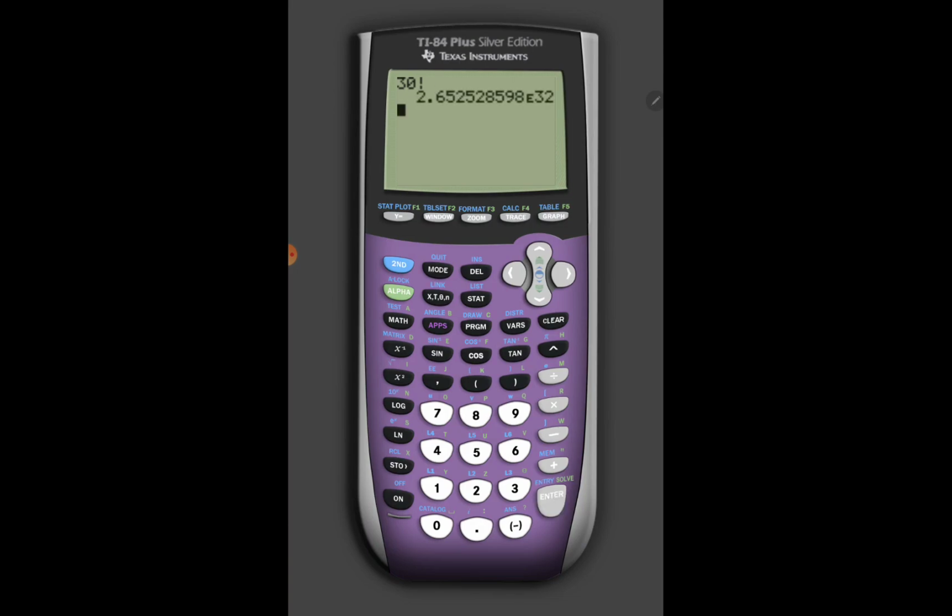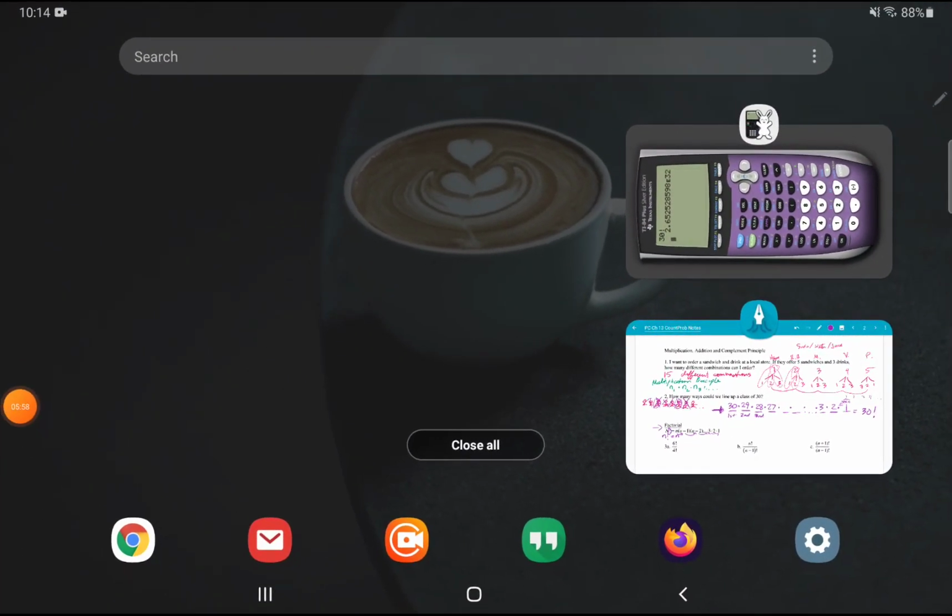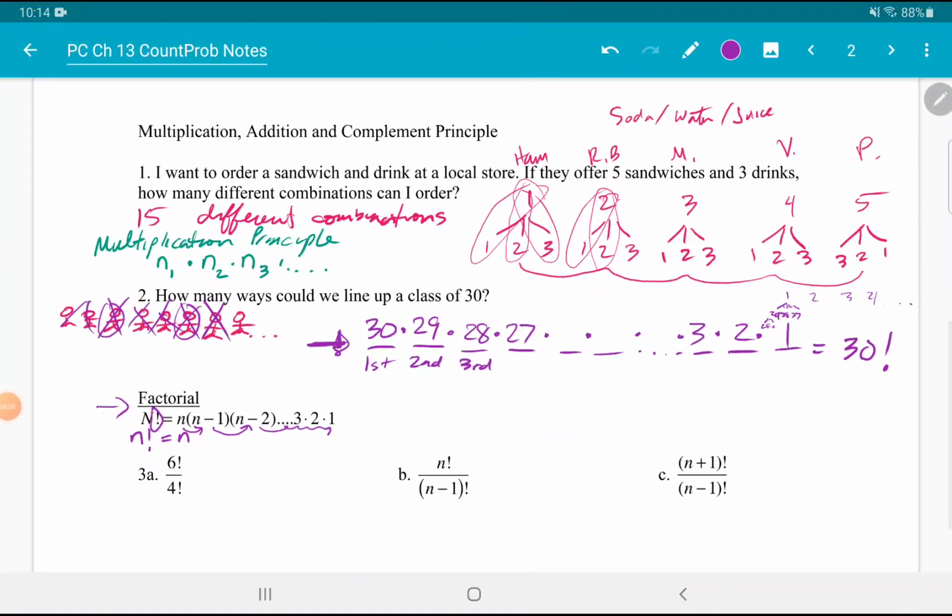I have 2.65 times 10 to the 32nd. You'll notice there's an E there. Times 10 to the 32nd power number of ways that we can get 30 people in a line. That's quite a bit. Okay, so 2.65 times 10 to the 32nd number of ways. Wow, that is a lot.